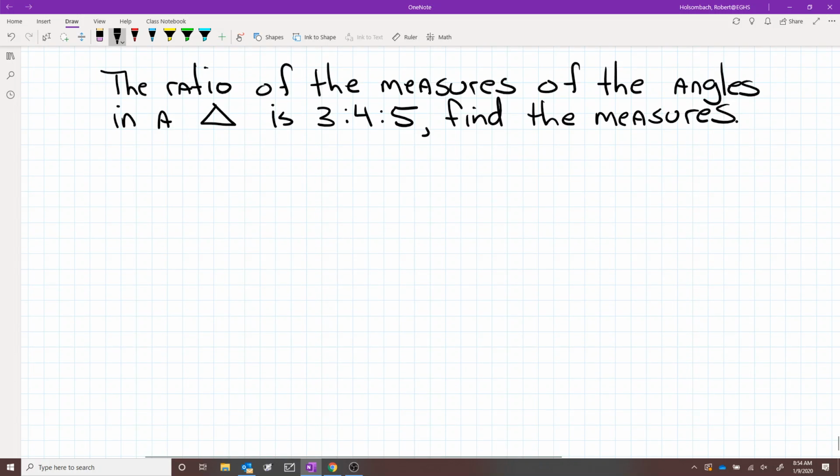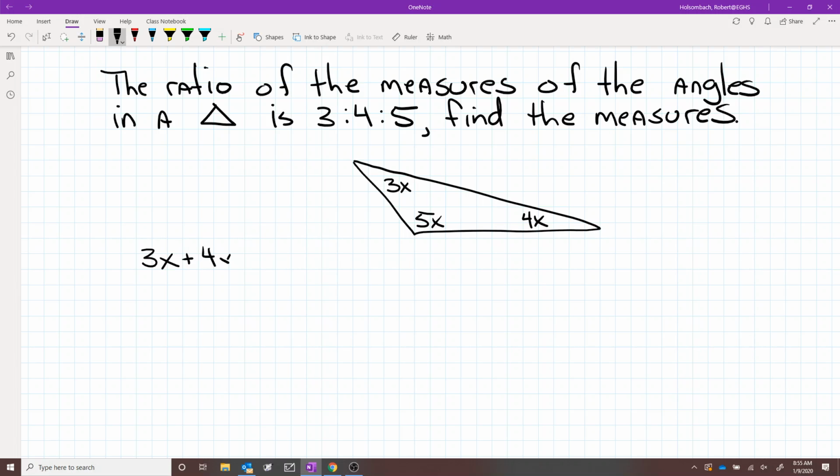Again, we did this earlier this year. If you've got a triangle and you're told that the ratio of the measures is 3 to 4 to 5, hopefully you remember setting this up. We said that 3x plus 4x plus 5x, the three angles have to sum to 180. This is the expression that represents each angle measure. They may not be to scale, but I put a 3, a 4, and a 5 in each angle. So your 3x plus 4x plus 5x all have to add up to 180 because we're dealing with a triangle.